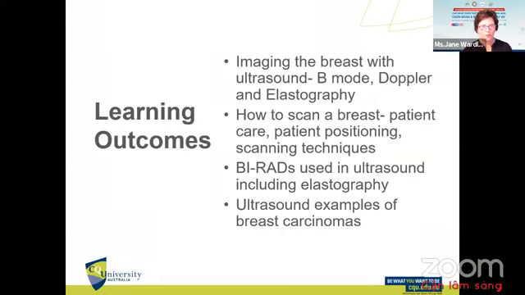So what I'll be talking about is imaging the breast with ultrasound, which includes B mode, Doppler, and elastography, of course. I'll talk about how to scan a breast, the patient care, patient positioning, and scanning techniques. We'll talk about BIRADS and how that's used in ultrasound and how elastography is now being included. And also we'll do some examples of breast carcinomas at the end.